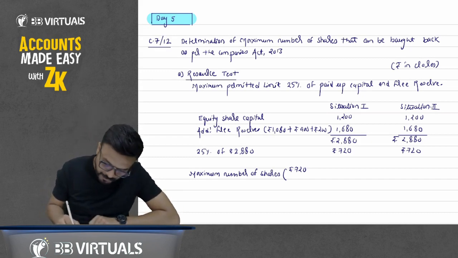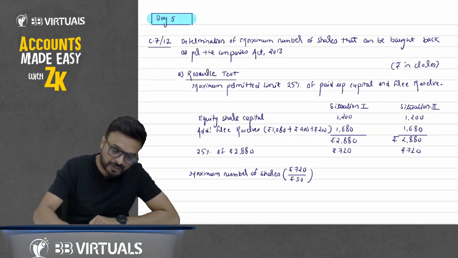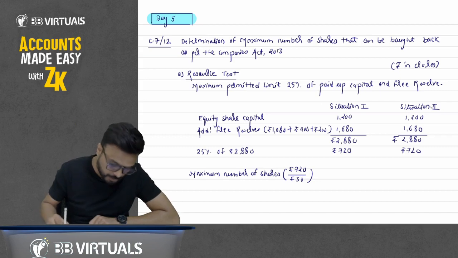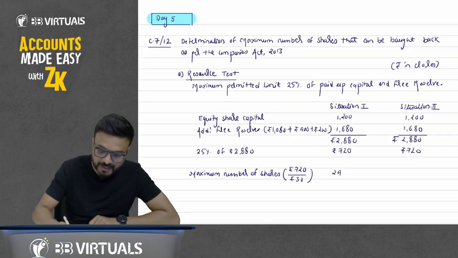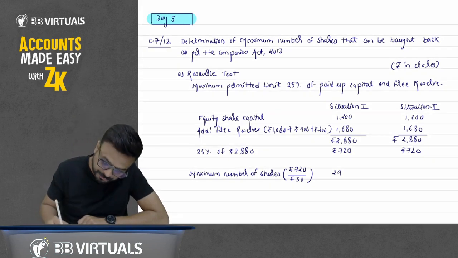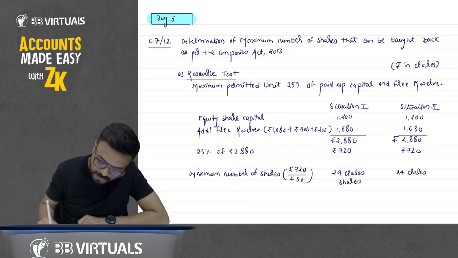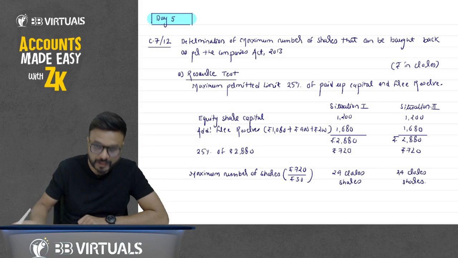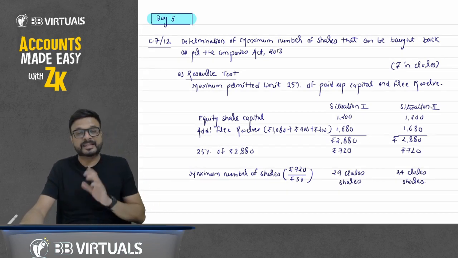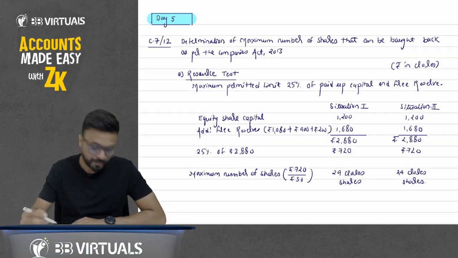For one share, we are paying how much? Rupees 30 we are paying for one share. So 720 divided by 30 is 24 crores. All figures are here in crore, so the shares are also in crores. So 24 crore shares. As per first test, that is resource test, how much are we getting? We are getting 24 crore shares. That is the maximum we can do buyback.